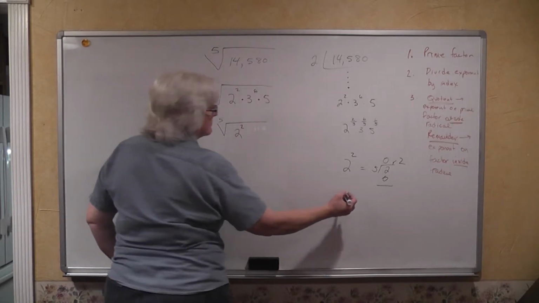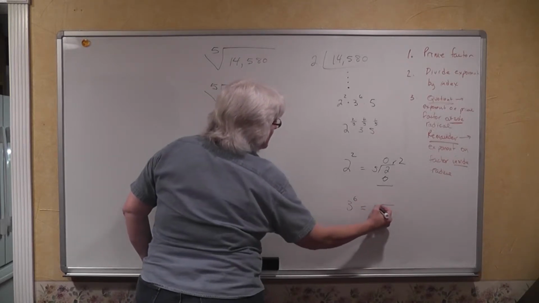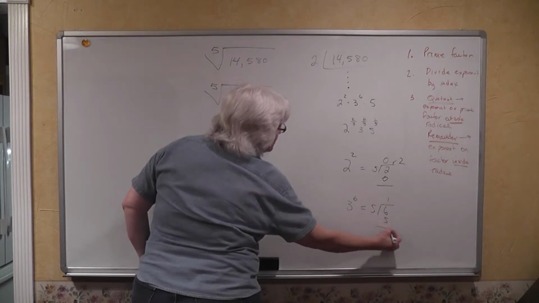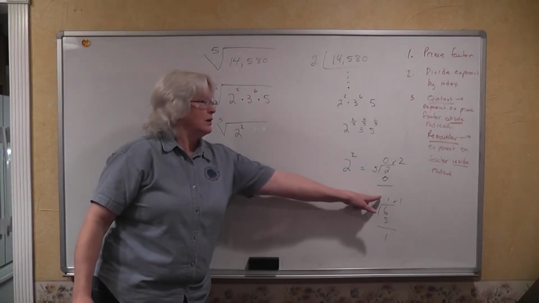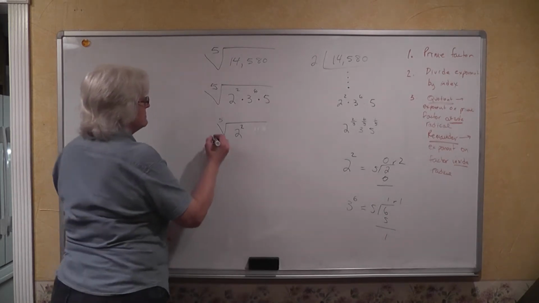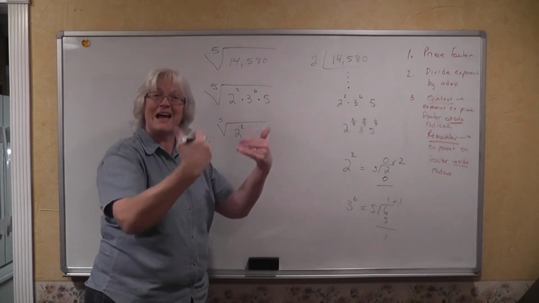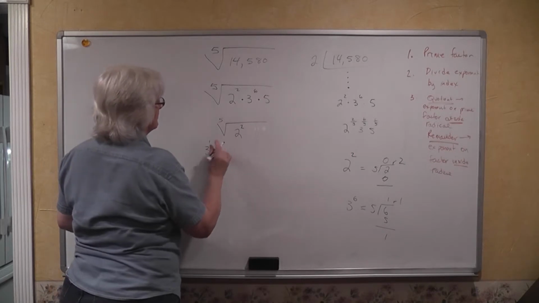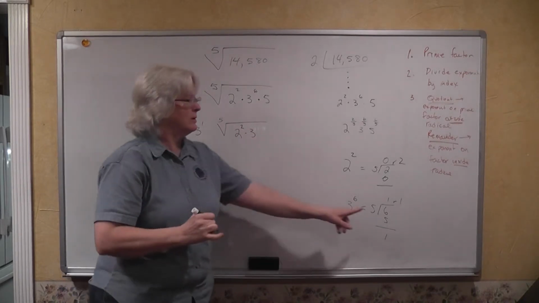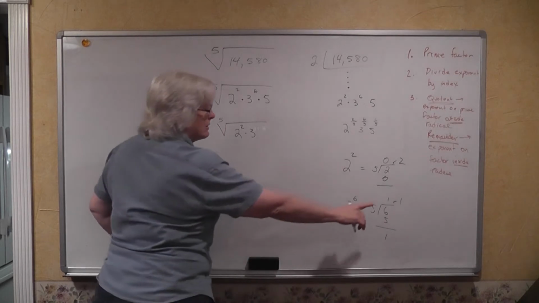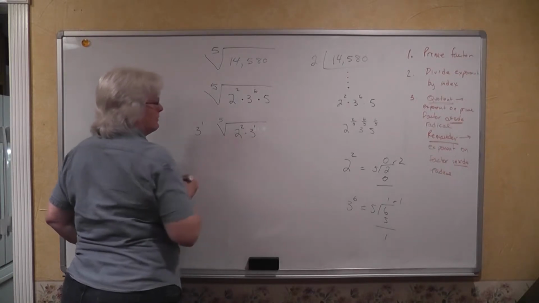Now let's look at 3 to the 6th. We're going to take the exponent divided by the index. The quotient is 1, and the remainder is 1. The quotient right here of 1 becomes the exponent on this factor of 3 that's outside the radical symbol. I can pull this out here, 3 to the 1st. The remainder of 1 right here becomes the exponent underneath the radical sign.